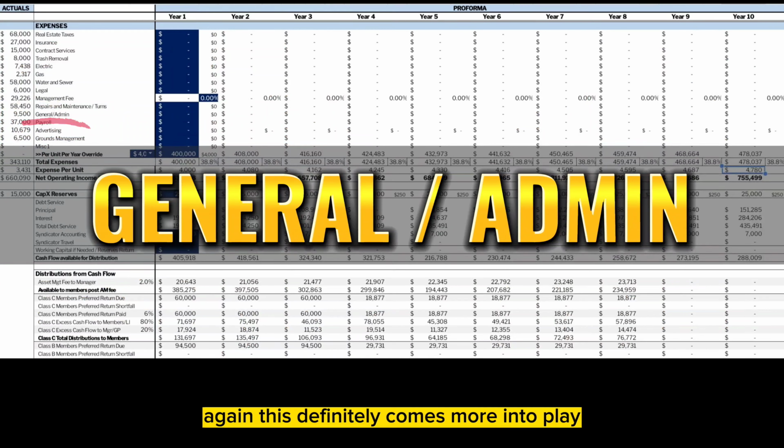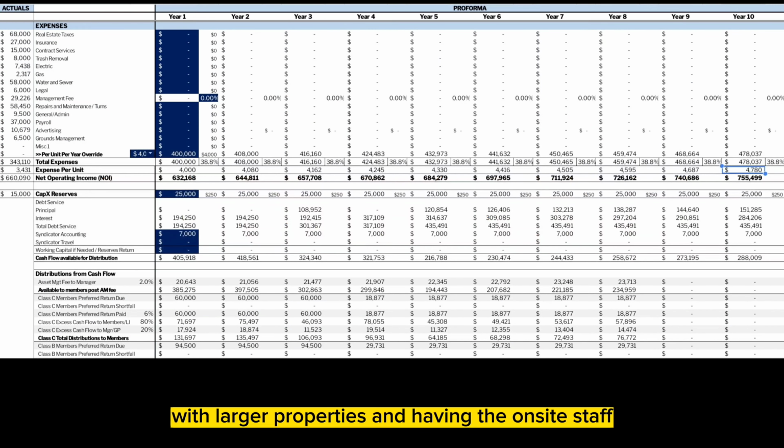General and admin, again, this definitely comes more into play with larger properties and having the on-site staff. So, if you have an office on site and you need to pay for Wi-Fi and office supplies, maybe a phone, computer, things like that, that's really where we see that come into play. So for most of our properties, our general and admin isn't a very large expense.